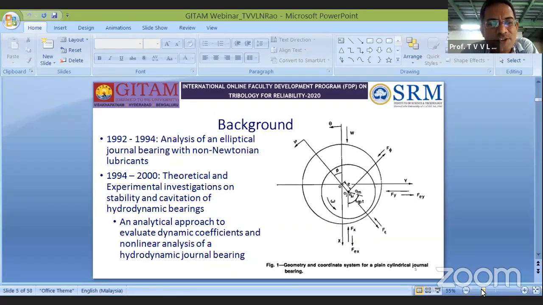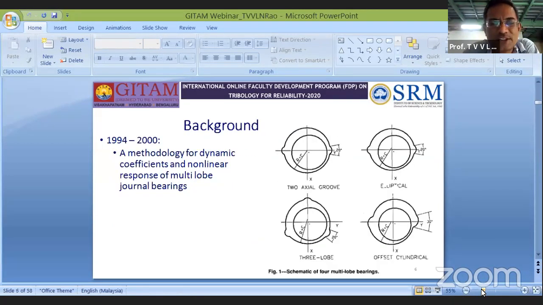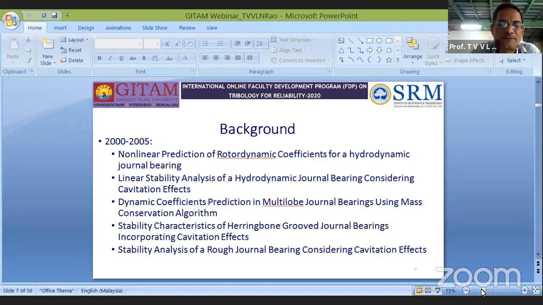So primarily in my PhD also, I focused on the stability aspects of hydrodynamic bearings, plain cylindrical as well as multi-lobe bearing configurations. The multi-lobe bearing configurations was the one which I got introduced to in my master's, so I obviously carried it forward in my PhD as well. And this is actually the work that I did in my PhD. And added to that, I also focused on some cavitation phenomena that was very dominant in those times.